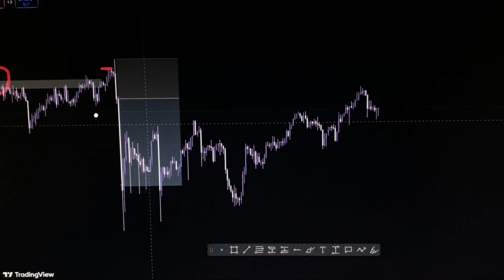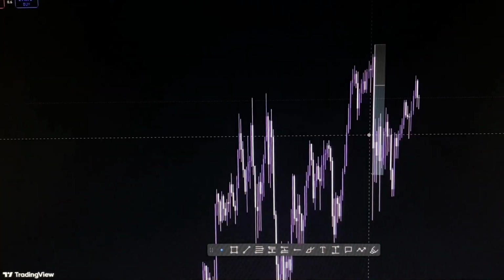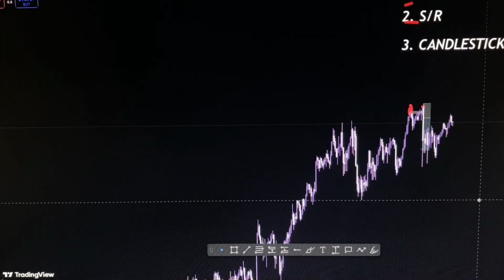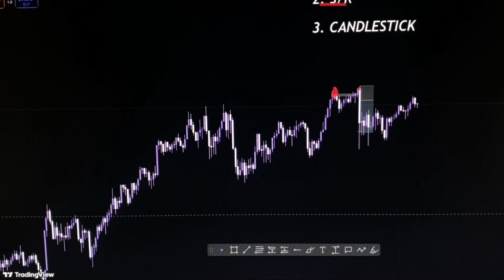Now let's look at other price data to see if we can see the same thing present on the chart. Okay, we can definitely see another one here, right?